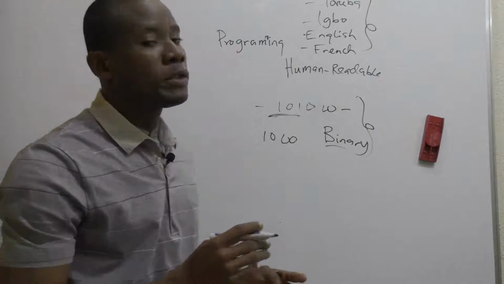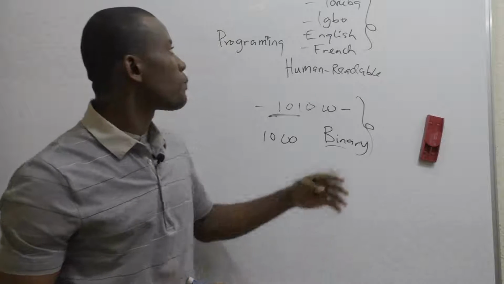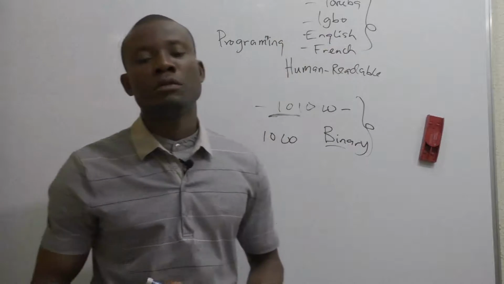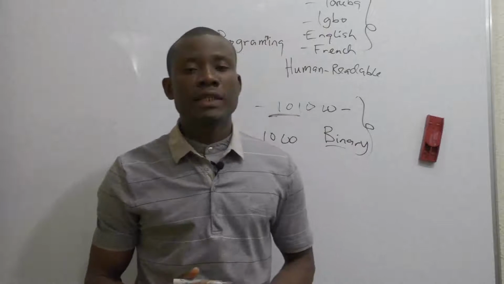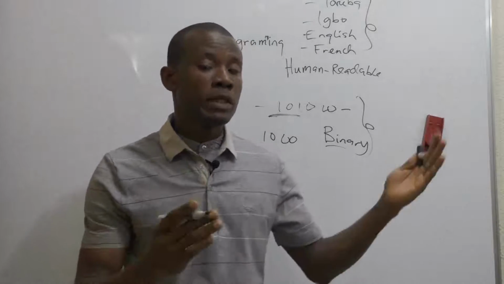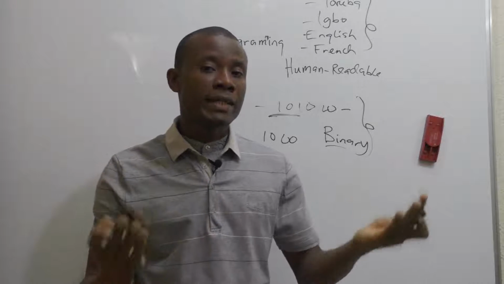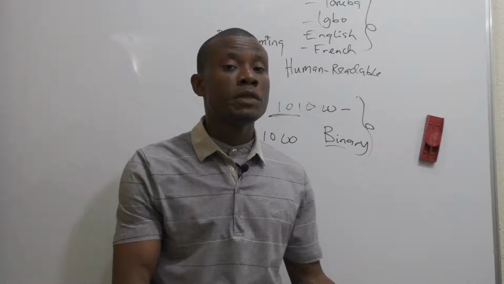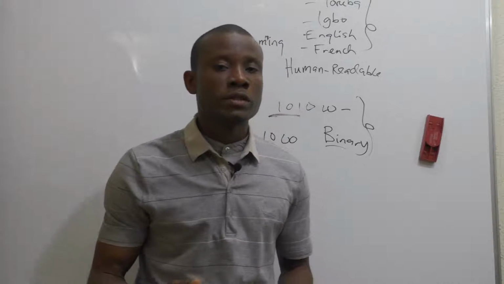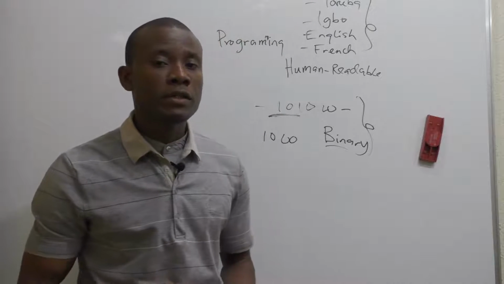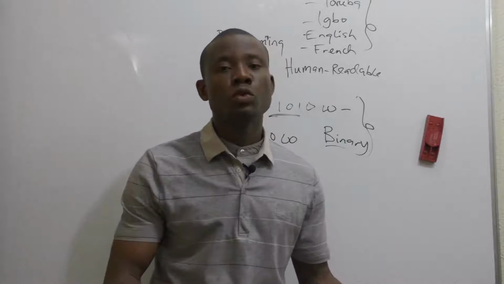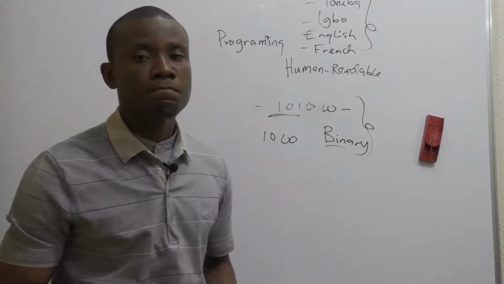So there must be a way to write a program in human readable language and then convert it to a computer readable language. And that brings us to the next topic: what really is involved in converting this human readable language called high level language to a computer readable language called a low level language. So that will be the next thing we are going to discuss. Maybe you can grab a pen and a paper so that we start discussing how to convert a high level language to a low level language.